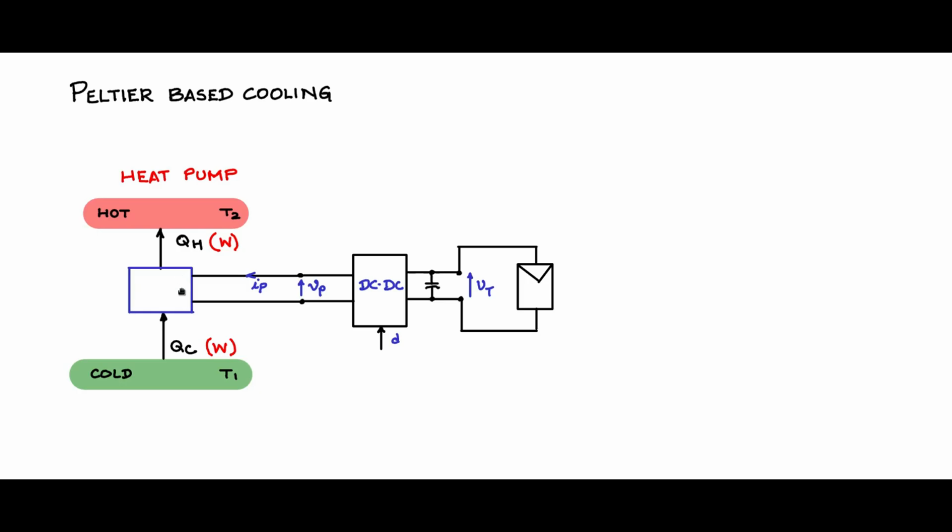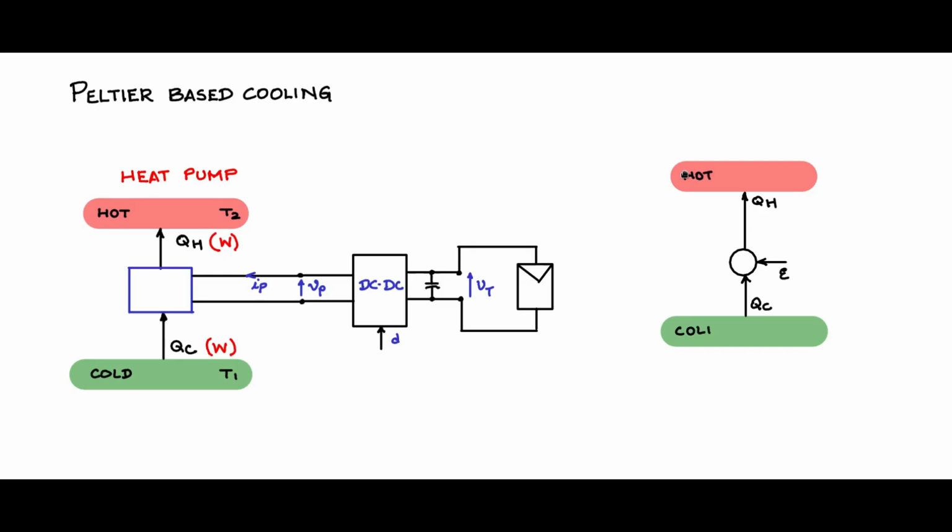But there is one major problem. Let us say that is the hot junction, and then I have a cold junction, and in between I am having this heat pump. QC is extracted from the cold junction and given to the hot junction as QH, which includes even the energy that is required for pumping. Now this hot junction is at a higher temperature than the cold junction, which is at a lower temperature.